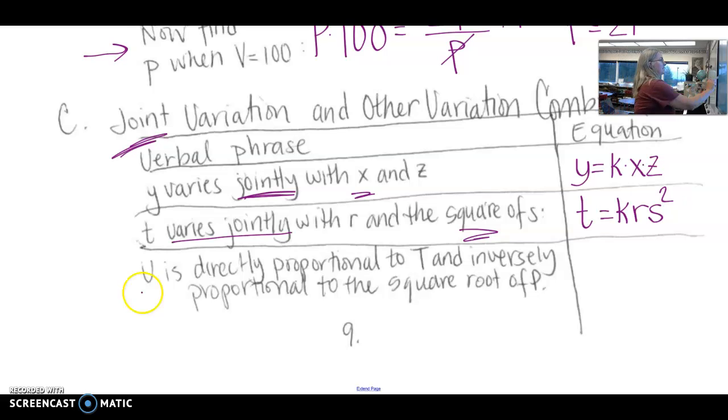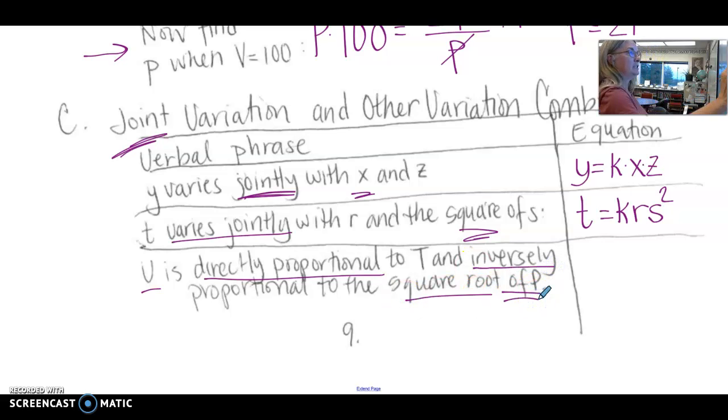And then this last one, v is directly proportional to t, and inversely proportional to the square root of p. So v is directly proportional to t. That means we're going to go v equals k times t, because direct is multiplication, but it's inversely proportional to the square root of p. That equation would look like that.